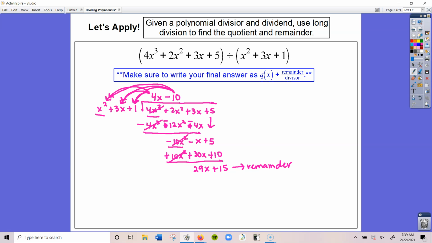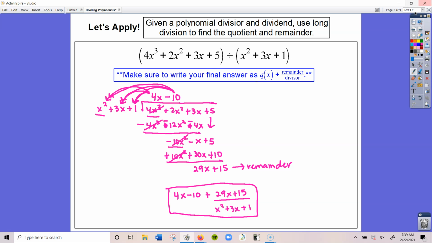Now, how would we write our final answer? We would write our quotient, so 4x minus 10. Then we're going to add the remainder, and we put the remainder all over what we just divided by, the divisor. So x squared plus 3x plus 1. And this would be our final answer.